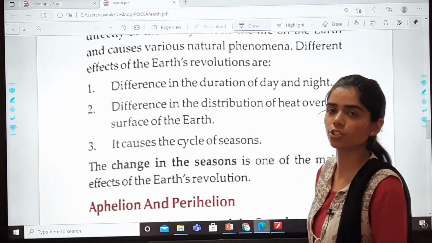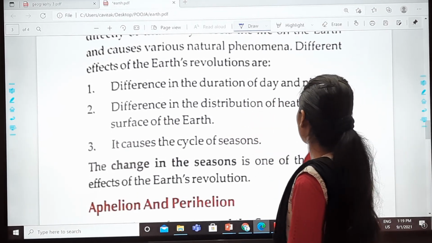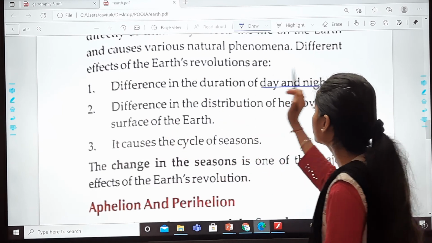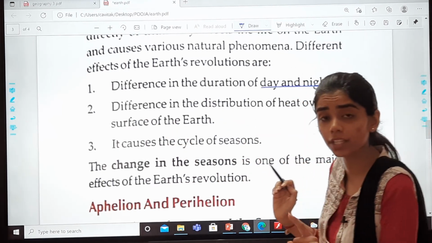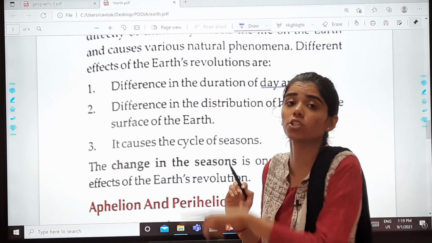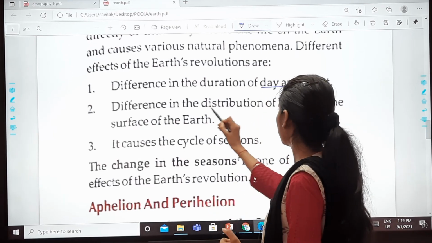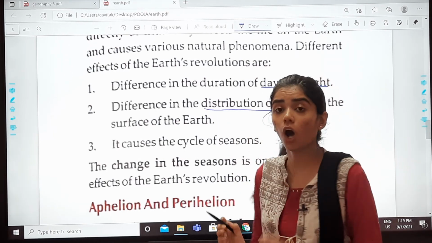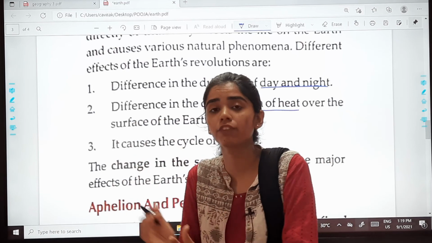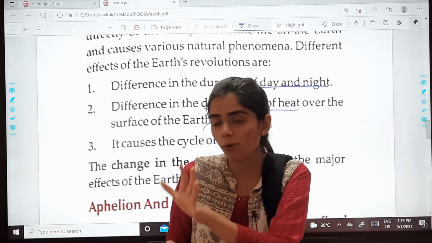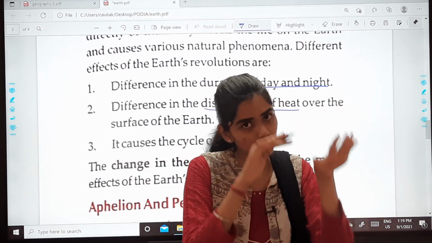Difference in the duration of day and night. Difference in the distribution of heat over the surface of the earth. This is the distribution of heat, that is, somewhere it will be more hot, there will be more sunlight, somewhere it will be less.